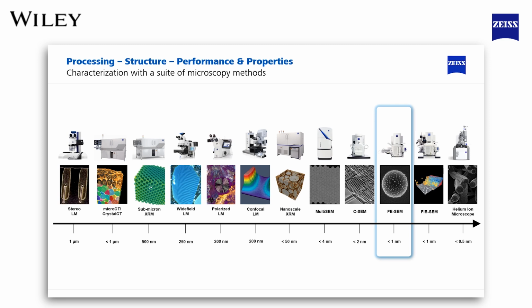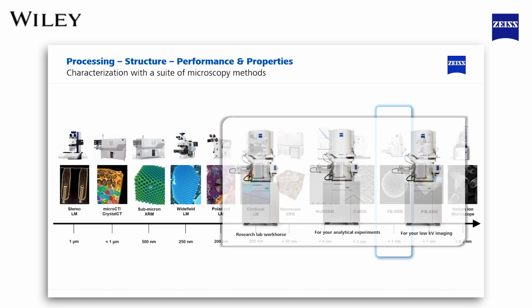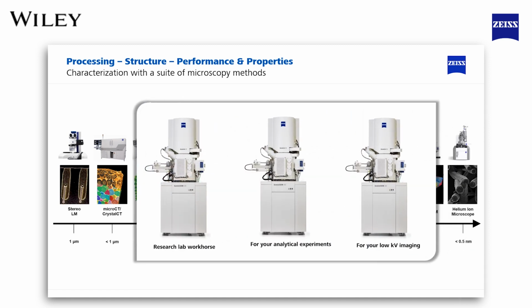The FESEM further has three different flavors catering to the needs of a typical microscopy lab, ranging from general purpose imaging, which you see on the left hand side, specific analytical experiments in the form of the Gemini 460, which is at the center, and then some high-end, high-resolution, low-kV surface imaging, which is available on the 560, which is on the right-hand side.